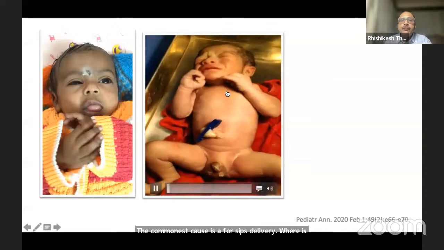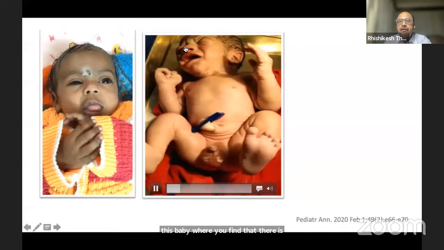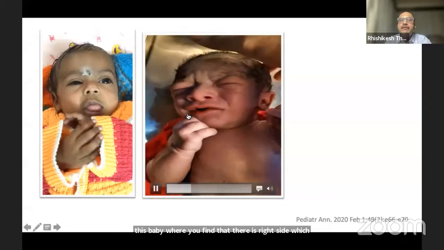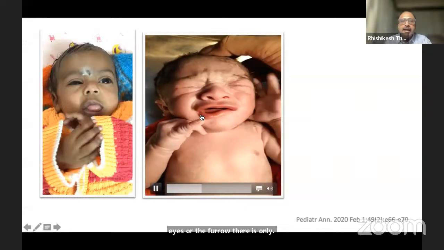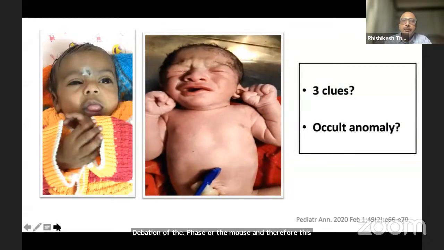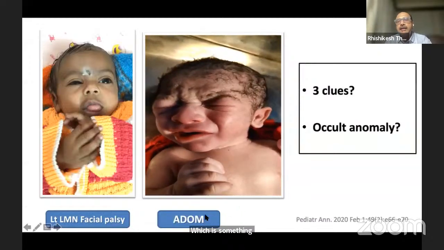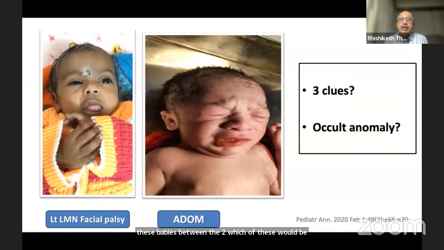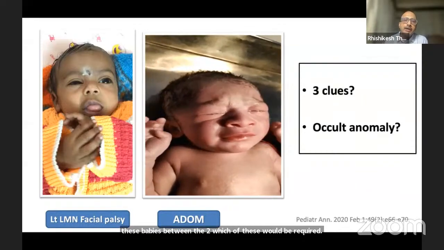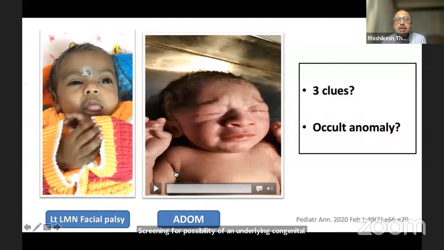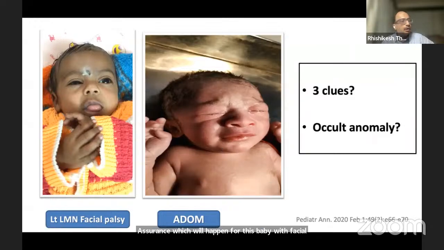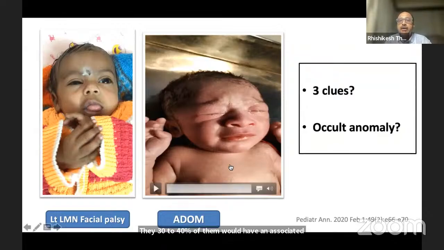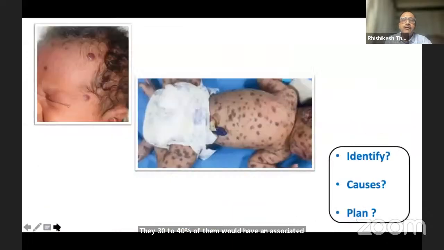Versus this baby, where you find that there is the right side which is involved. There is no involvement of the forehead, eyes, or the furrow. There is only deviation of the face or the mouth, and therefore this is absent depressor anguli oris, which is something which has been there since birth. And between the two, which of these would require screening for the possibility of an underlying congenital anomaly? Always, before you give assurance, for all such babies with absent depressor anguli oris muscle, 30 to 40% of them would have an associated underlying genitourinary or cardiac anomaly, and therefore it is worthwhile screening for these babies.